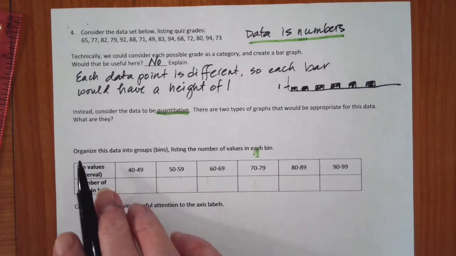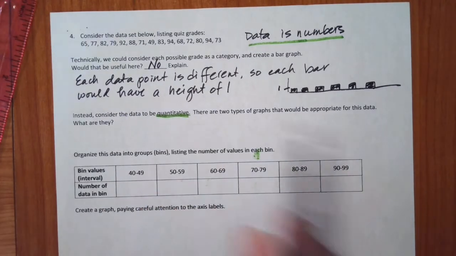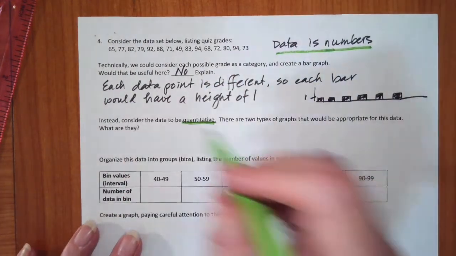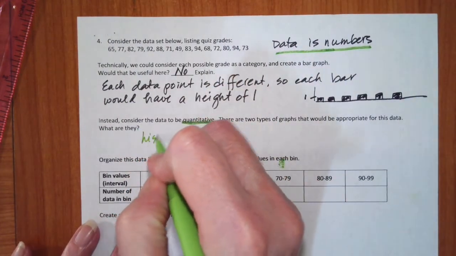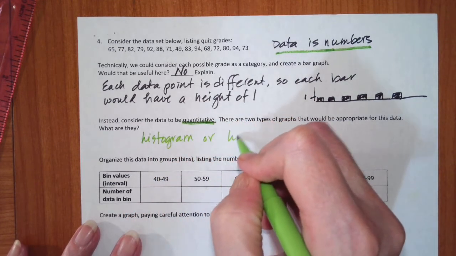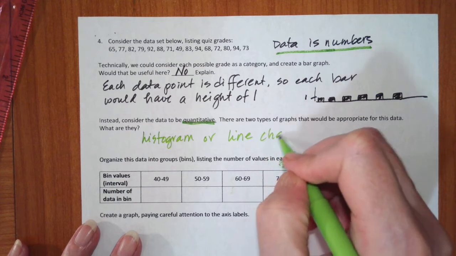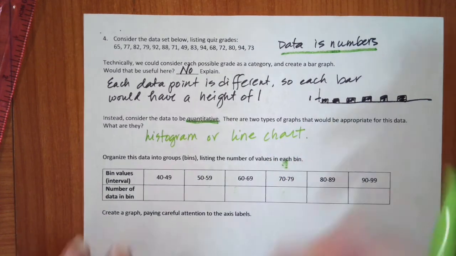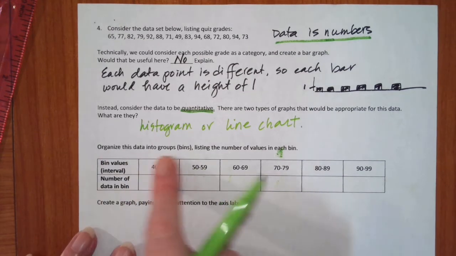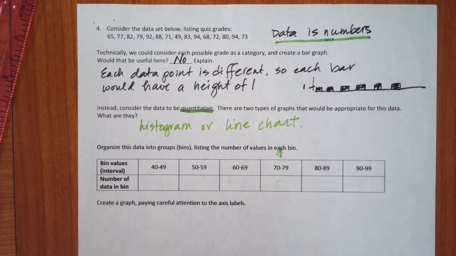Okay, so since it's going to be quantitative, we are going to have to deal with 2 different types of graphs and figure out which one is appropriate. So it's either going to be a histogram or a line chart. And we are actually going to do both. But before that, we are going to organize the data into bins.